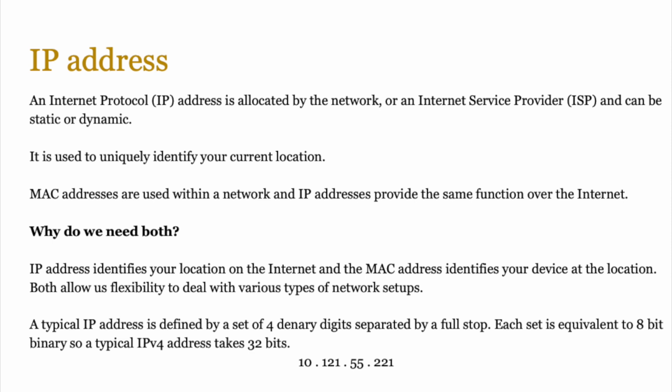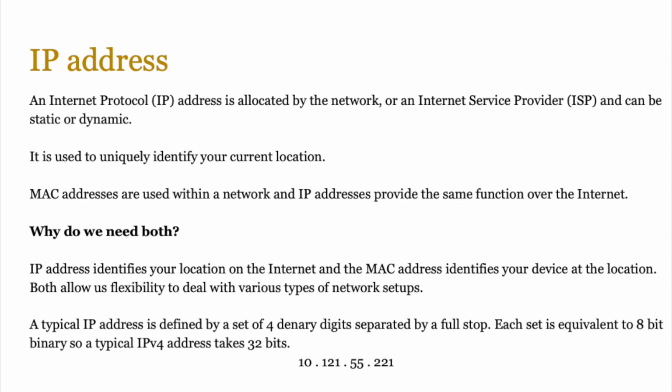Now, sometimes we want to send data across the internet, and for that, you need an Internet Protocol address, which is called an IP address. This IP address is allocated by the network, normally a router, or an internet service provider, and can be either static, which is fixed, or dynamic, which means it changes. This IP address is used to uniquely identify your current location on the internet. Now, MAC addresses are used within a network, and IP addresses generally are used over the internet, so they provide the same function. They uniquely identify a device.